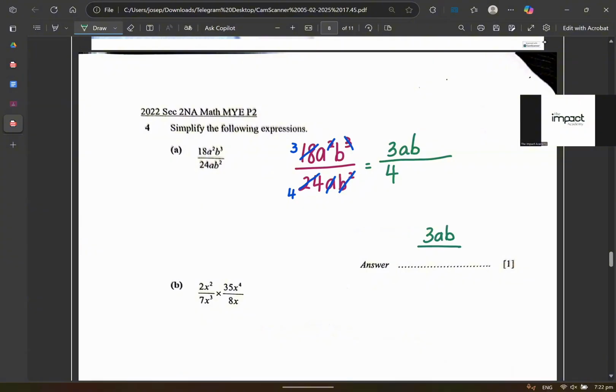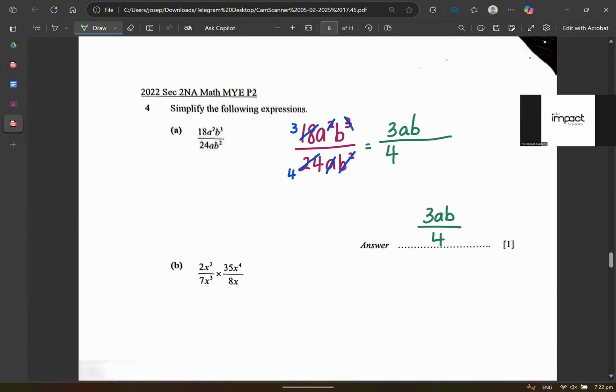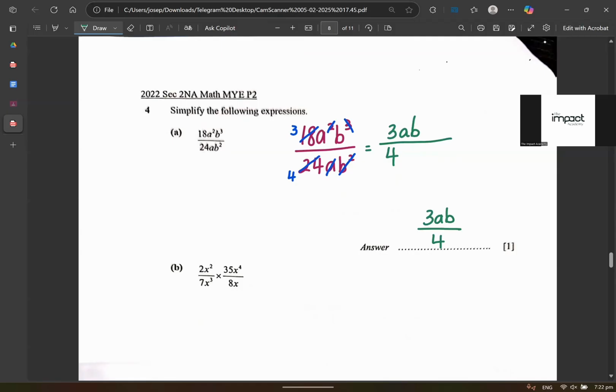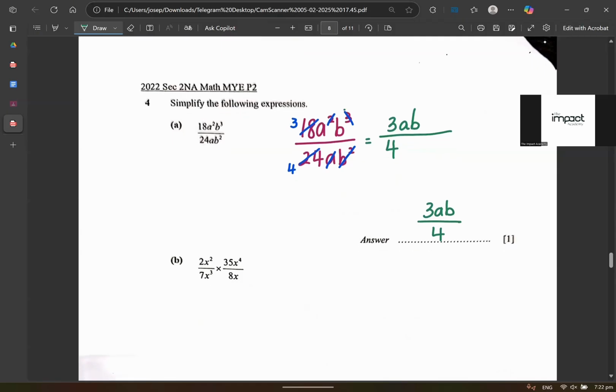I see something beside your 4. Why is there something beside your 4? You know you have to cancel, right? Okay, Chloe, if you find it confusing to cancel like that, you cancel the number, right? That you are left with 1. Understand? You understand or not?